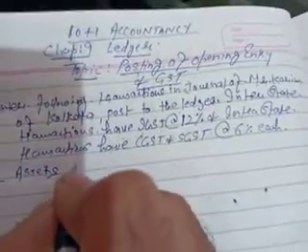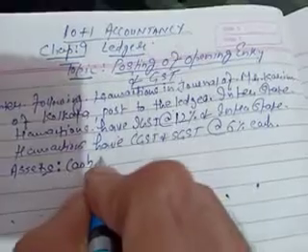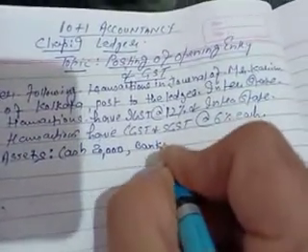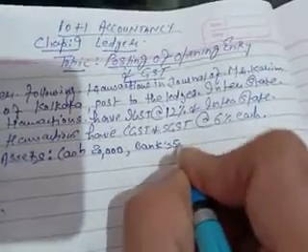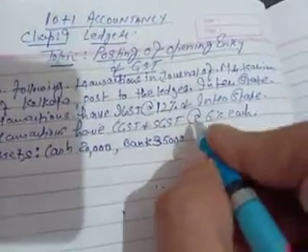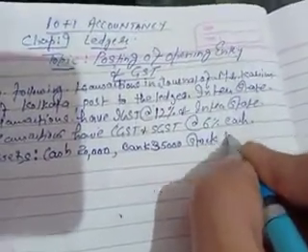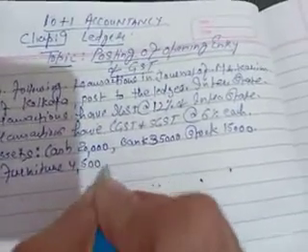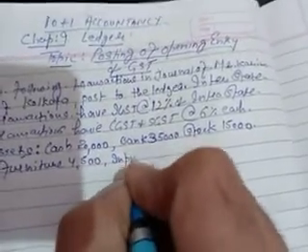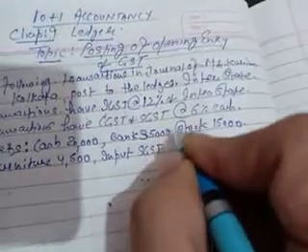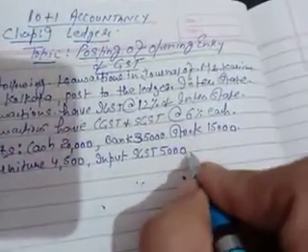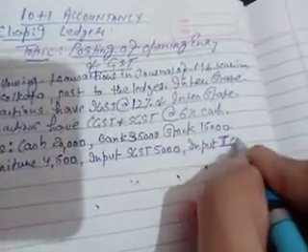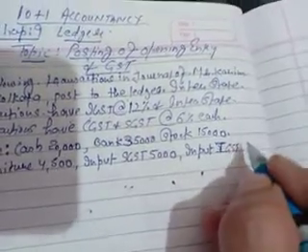These assets are cash 20,000, bank balance 35,000, stock 15,000, furniture 4,500, input SGST 5,000, input IGST 2,000.